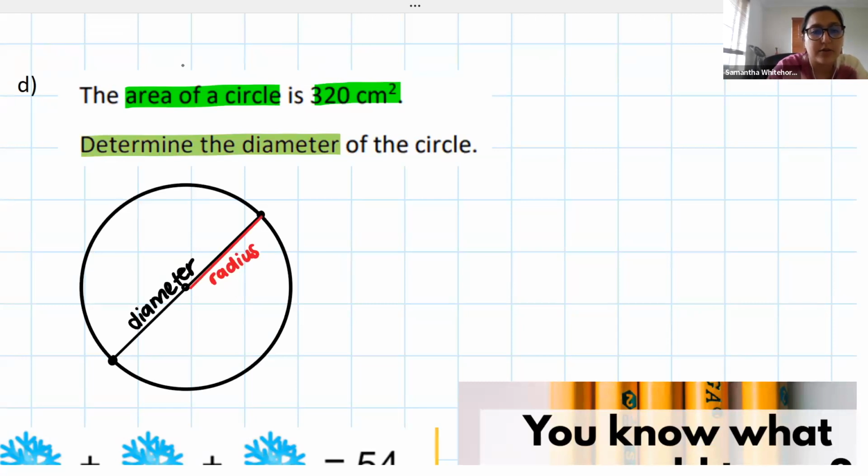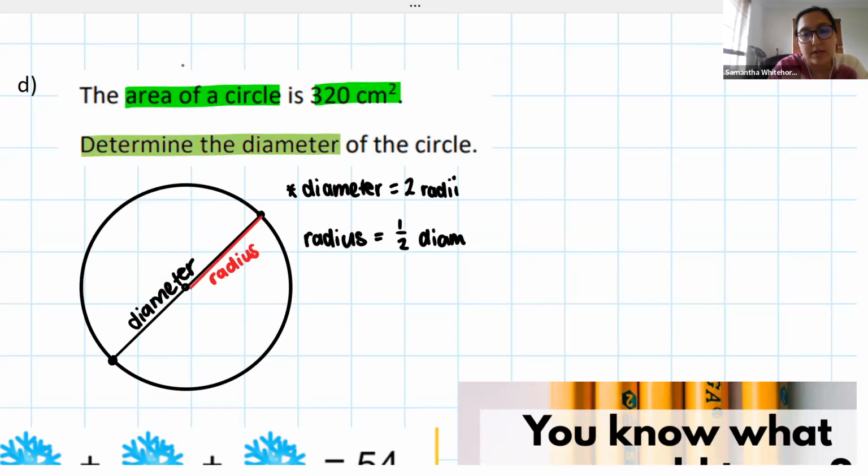Okay, so very, very importantly, your diameter is equal to 2 radii. Radii is the plural of radius, and vice versa, the radius is equal to half the diameter. Okay, so these are important things to know as we go and answer this question, because we have been asked to work out the diameter.